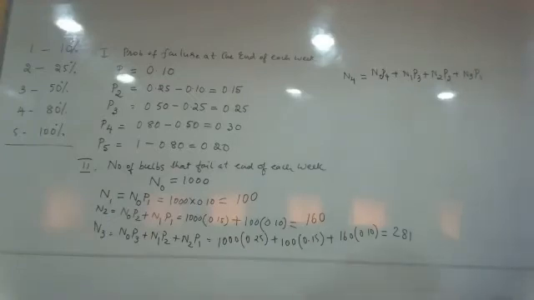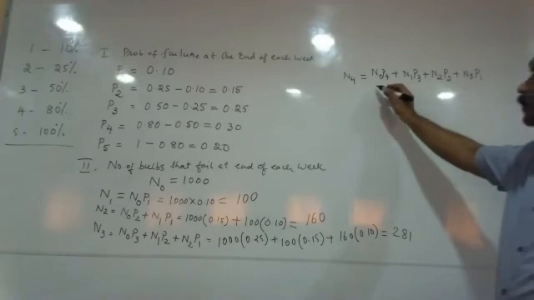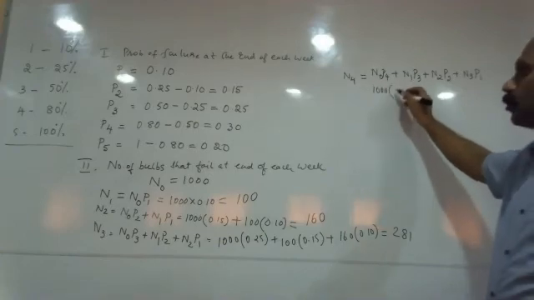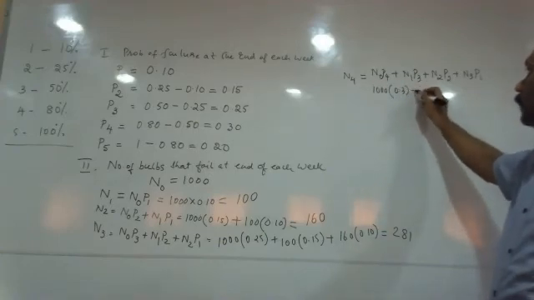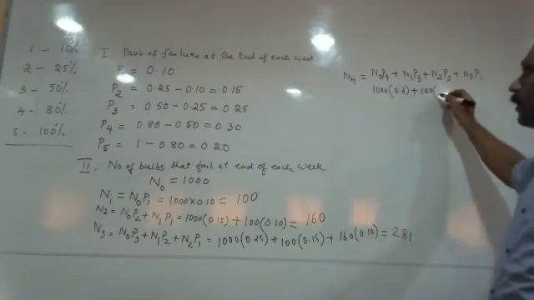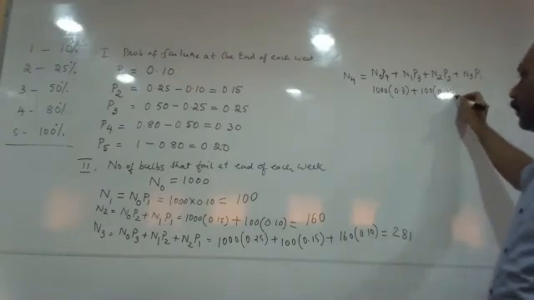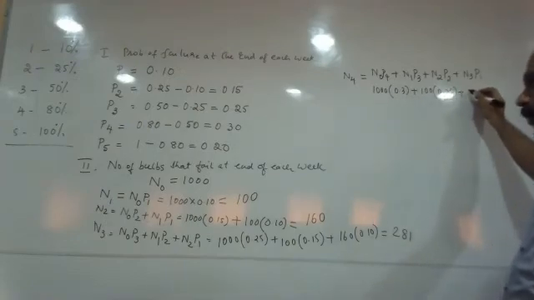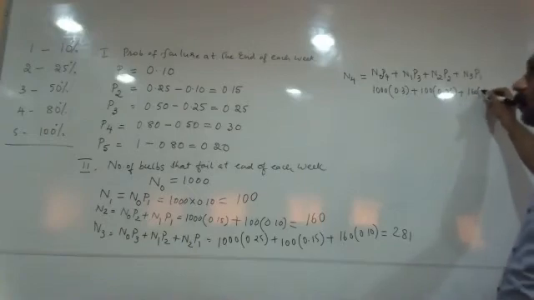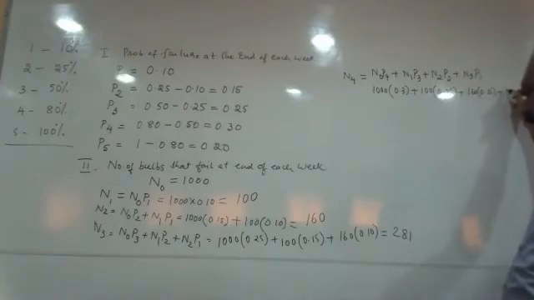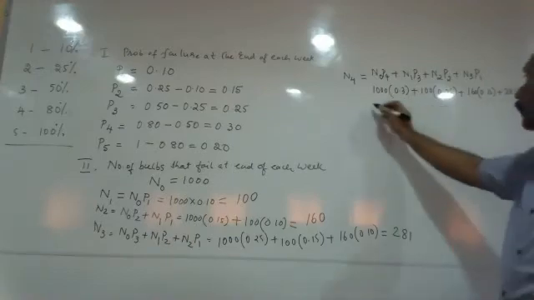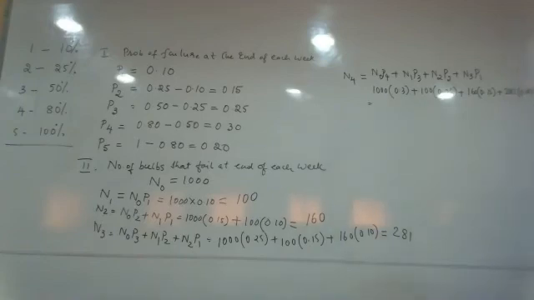So now as usual we should substitute the value. So 1000 into P4, that is 0.3, plus N1 is 100 into 0.25, plus N2, 160 into 0.15, plus N3, that is 281 into P1 0.10. Okay, so simplify and let's see how much we get.